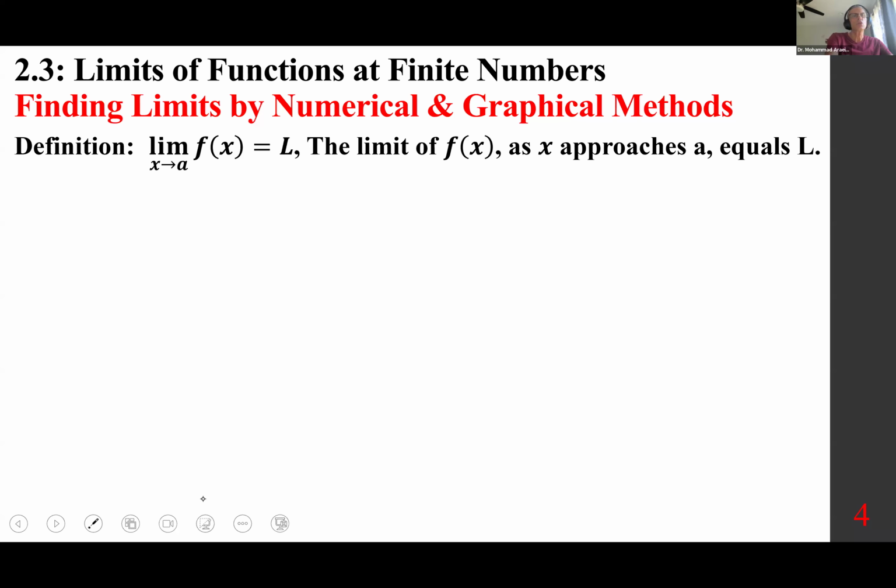And now 2.3, limits of functions at finite numbers. Finding limits by numerical and graphical method. Definition: the limit of f of x as x approaches a equals L. Here's how we read it. The limit of f of x as x approaches a equals L.